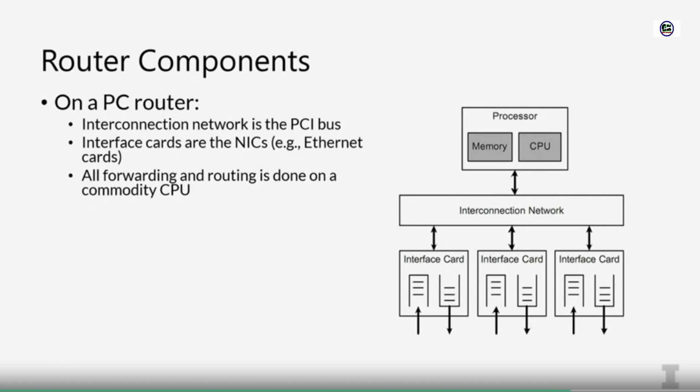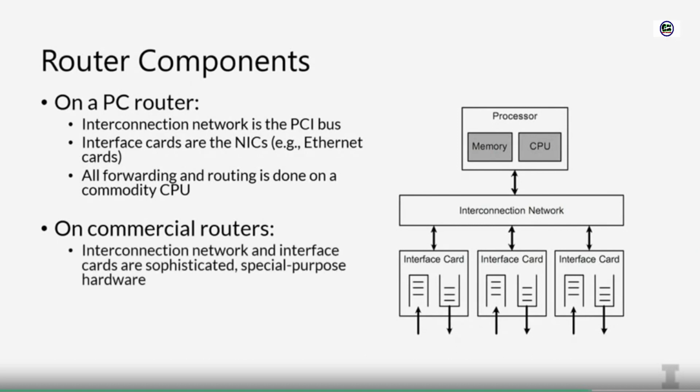On commercial routers, we try and offload packet processing functionality as much as we can to the underlying hardware. So the interconnection network and the interface cards are more specific. They have intelligence in them. They can process IP packets on their own. And when we have packet forwarding, that's implemented in hardware as well. It's often implemented through a custom ASIC.